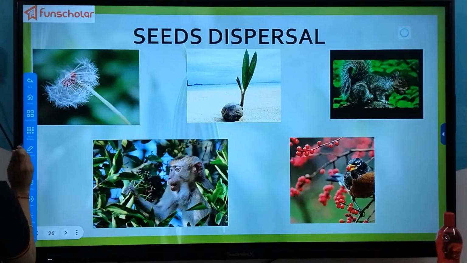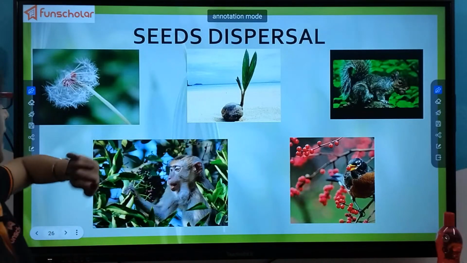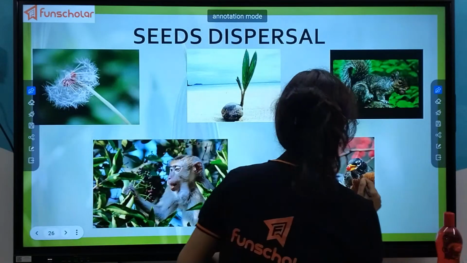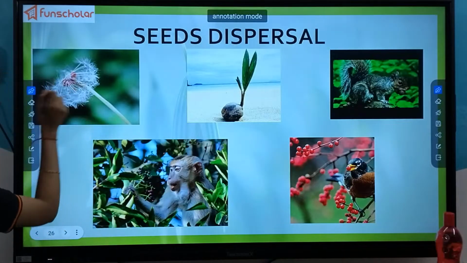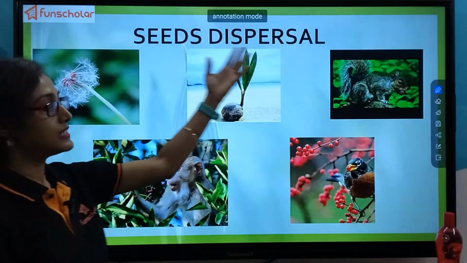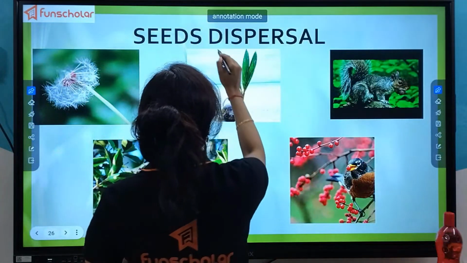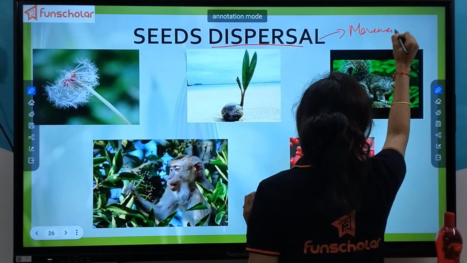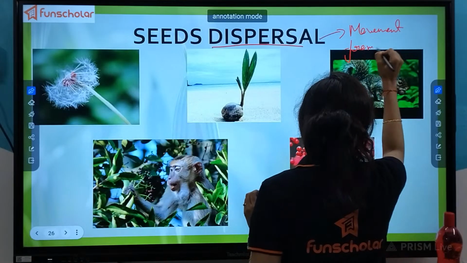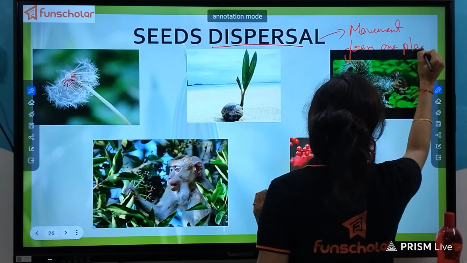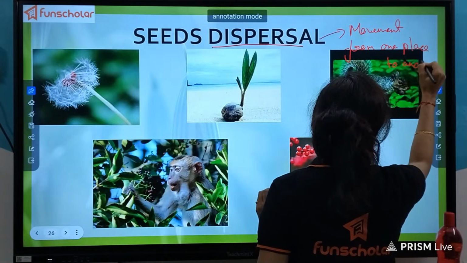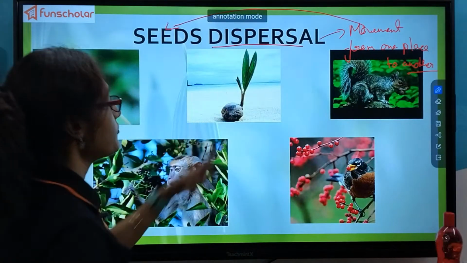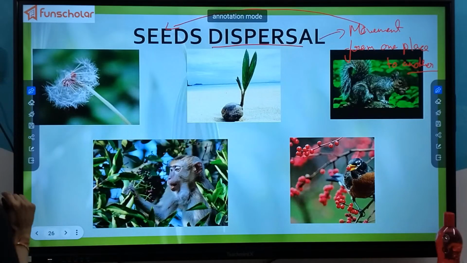Okay. Now dispersal of seed. How does dispersal happen? See, some by water, some by animals, some by birds, and this is by wind. So we will learn seed dispersal in detail. Okay, dispersal means movement from one place to another. So seed dispersal means movement of what? Seed from one place to another. Please note this point.